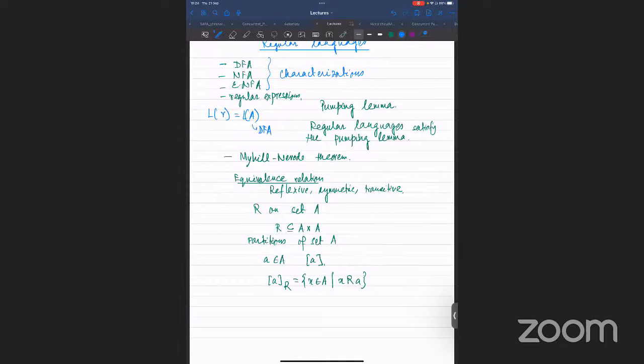So what I meant here is that equivalence classes form a partition of the set. Clear enough? Okay.